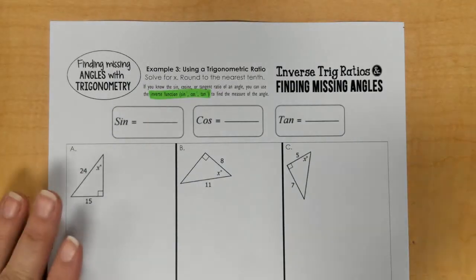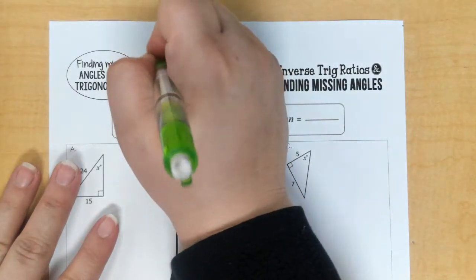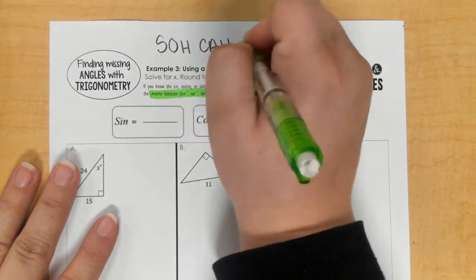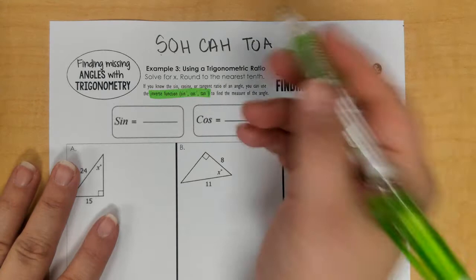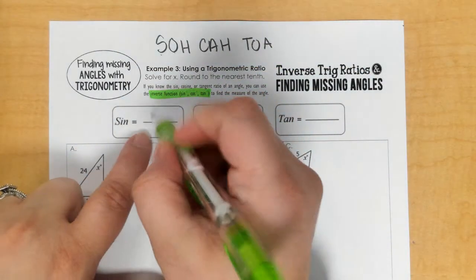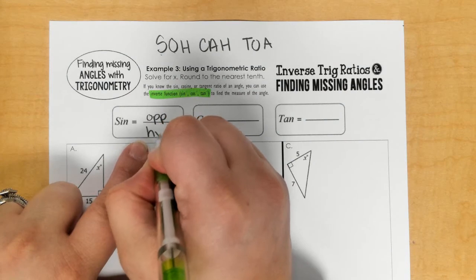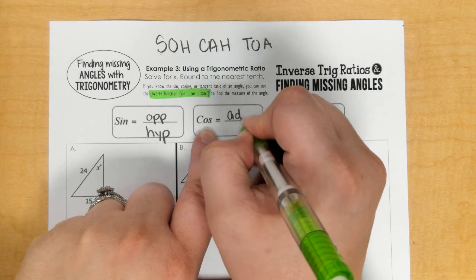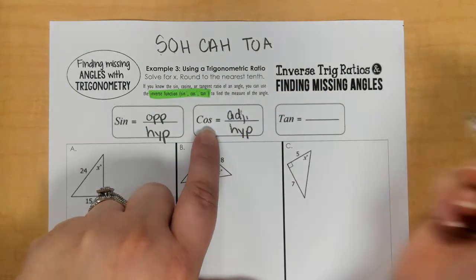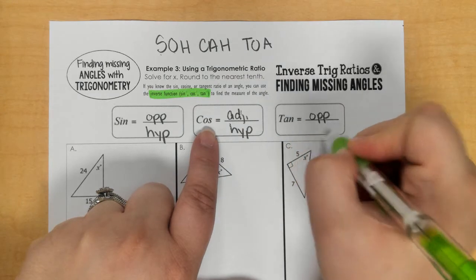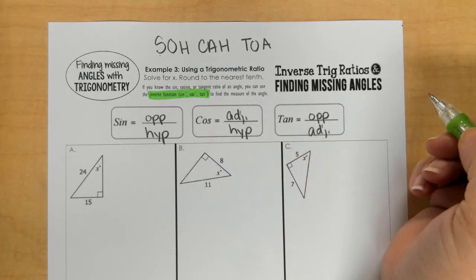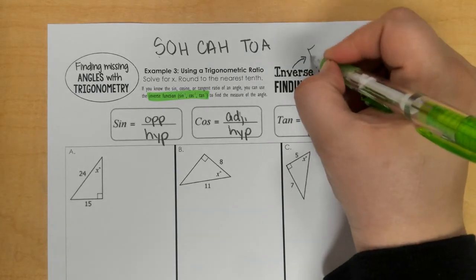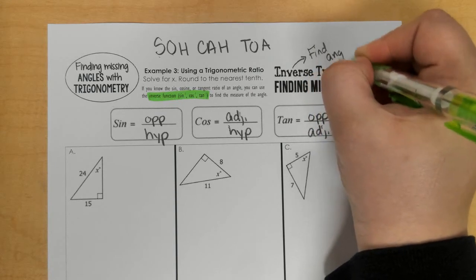So we also know that we're dealing with SOHCAHTOA, so I'm going to write that out. Some old hippie came around here tripping over apples. And then that will allow you to fill in your fractions. So sine would be opposite over hypotenuse. Cosine would be adjacent over hypotenuse. And tangent would be opposite over adjacent. Okay, now, inverse, finding angles.